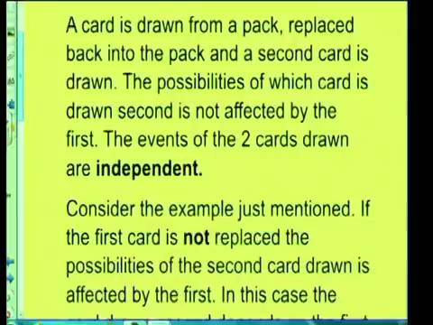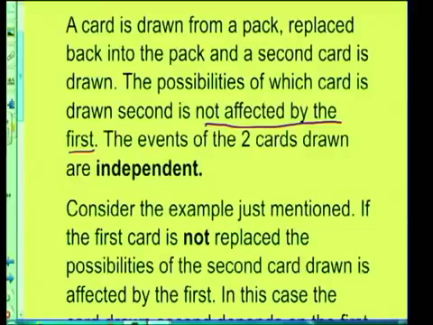Think about a game show and where you have, say, 4 red balls and 3 green ones. And you put your hand in and you pull out a red one, but now you put it back. So there's still the same amount of red balls as there was the first time, unless you don't put it back. So in this case, the card is drawn and then put back in the pack, and a second card is drawn. The possibilities which the card is drawn second is not affected by the first, and I think that is clear enough. The event of the 2 cards drawn are independent. In other words, the result of the first one does not affect the result of the second one.